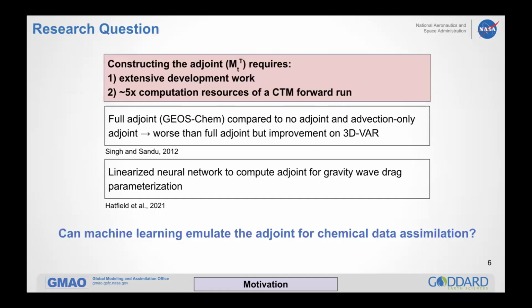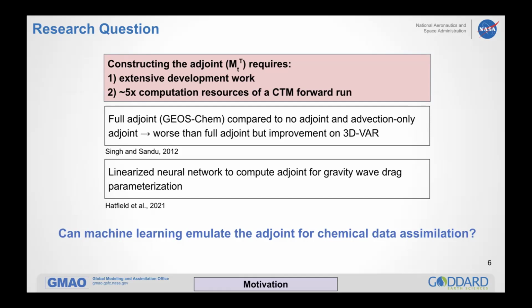Now, some prior studies have looked at replacing the full adjoint of GEOS-Chem and doing 4D-Var after replacing it with no adjoint and also an advection-only adjoint. This did result in worse performance than the full adjoint, including the chemistry, but did still represent an improvement over 3D-Var. Other works have also tried linearizing neural networks to compute approximate adjoints for different applications, such as gravity wave drag parameterization.